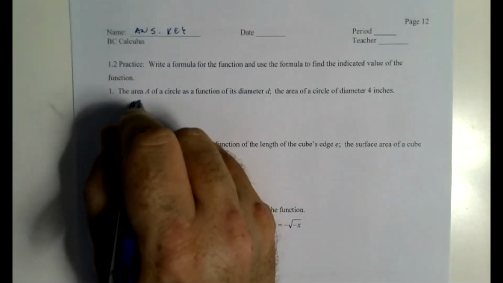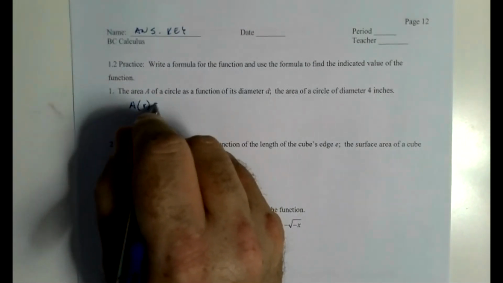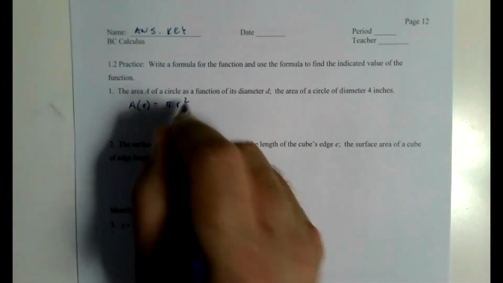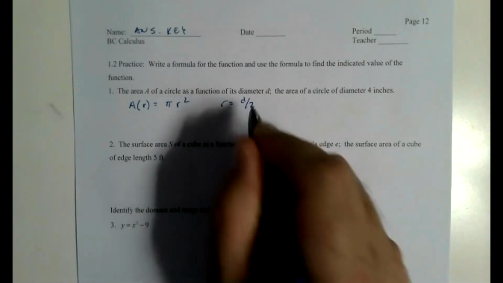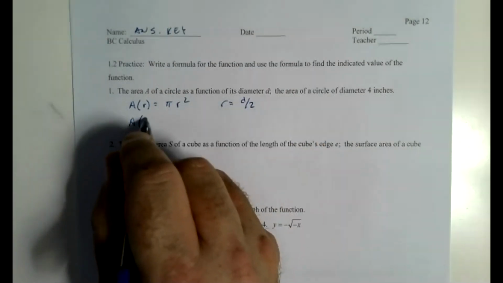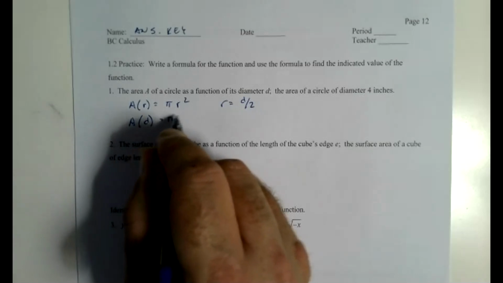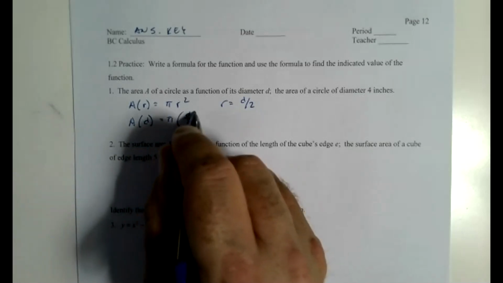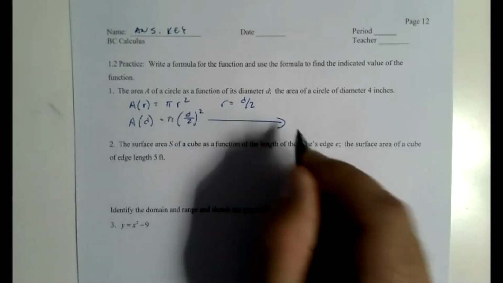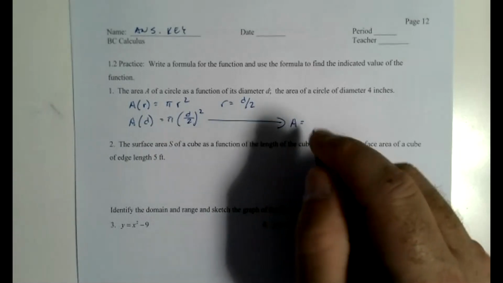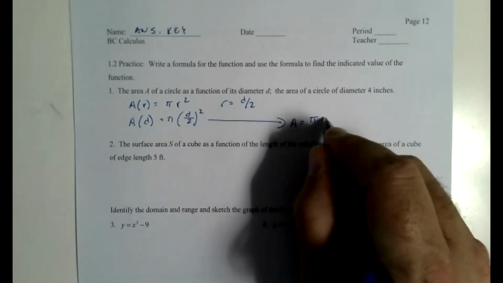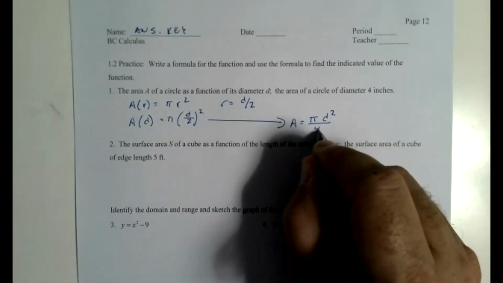Area of a circle, area given r is pi r squared. Now I know that r equals d over 2, so if we replace that, we get A of d equals pi times d over 2 squared. And the area equals pi d squared over 4.